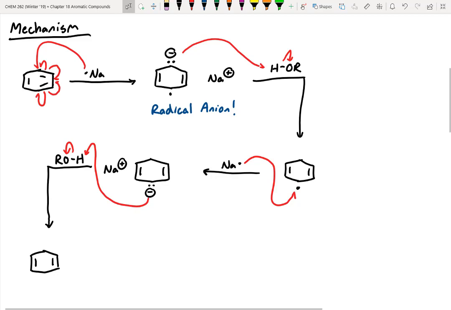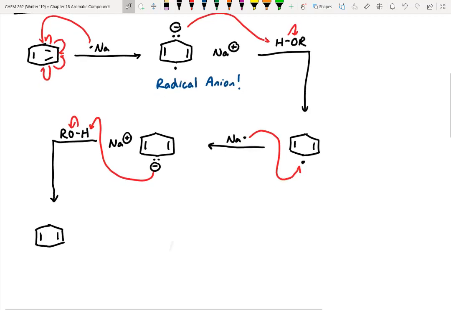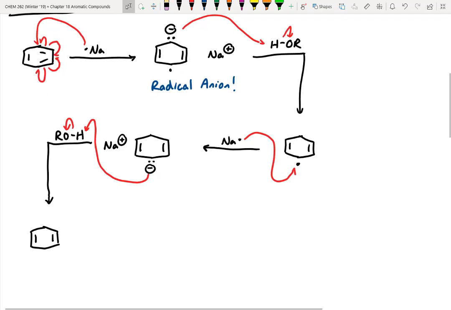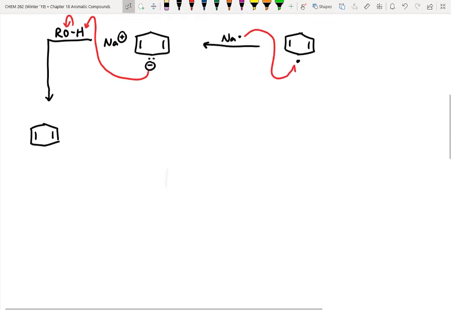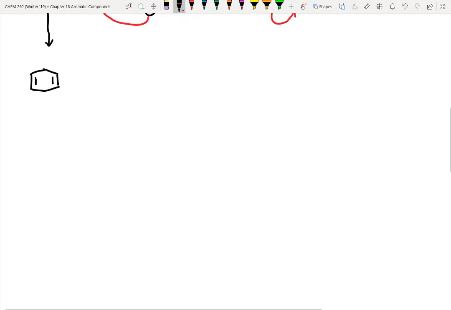All right, so now we need to look at this in more detail, specifically regarding the regioselectivity. The question is, why did I give electrons to that top carbon and not any of the other carbons? So let's talk about that in a bit more detail.